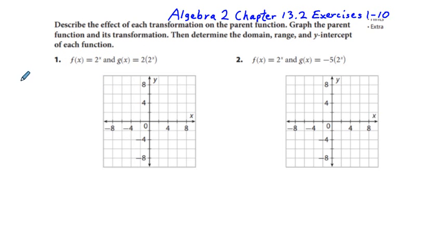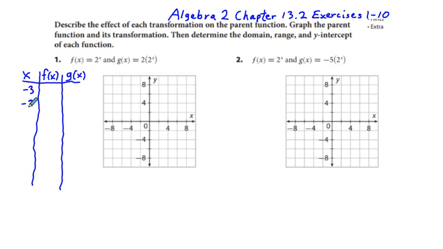So let's go ahead and make a table of points. I'm going to draw a 3-column table. We're going to have input values of x, output values of the original parent function f of x, and then the third column will be the transformation of that original parent function, g of x. And our input values are going to be x equals -3, -2, -1, 0, 1, 2, 3.